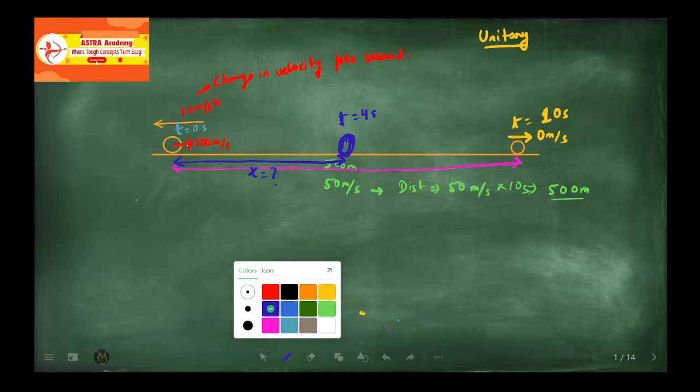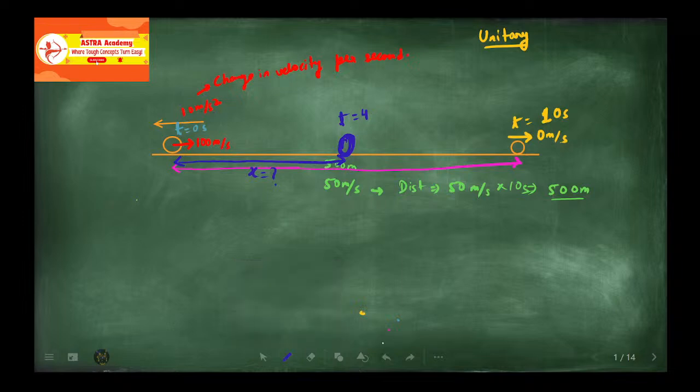Since we know that the speed at this point is 100 meters per second, and each second the speed is decreasing by 10 meters per second. That is the meaning of 10 meters per second squared acceleration. What do you mean by 10 meters per second squared? Listen carefully. It means that the speed is changing by 10 meters per second each second, right?